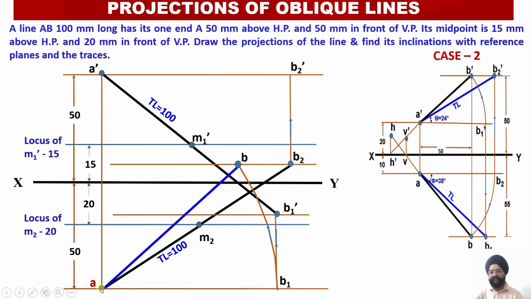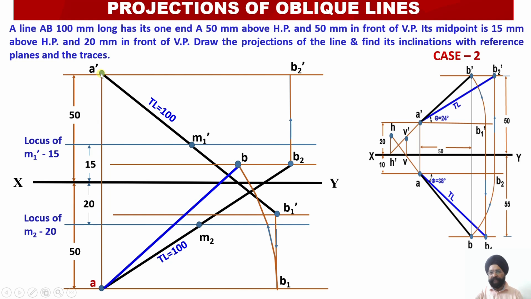Since my true length is available, this will become true length only when my elevation apparent length is parallel to HP. So please see, I have dropped a perpendicular up to the locus line of elevation first point A dash. Once I do that, please see, this is my apparent length A dash B2 dash. So this is parallel to HP, which I have already obtained.